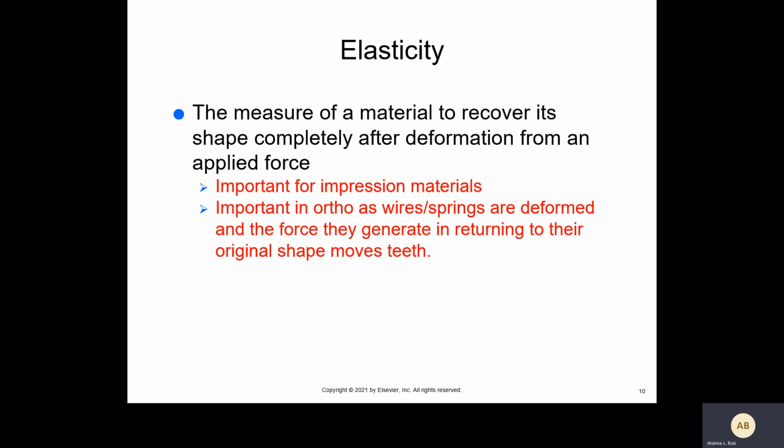Elasticity is exactly that. If you think of elastic, it will stretch out and then it will go back to its original form. So elasticity is the measure of a material to recover its shape completely after deformation from an applied force. This is important for impression materials. We mix up materials, we put them in the mouth and they stretch around the tooth, and when we take it out, we want it to maintain its shape. So impression materials are important, as well as ortho wires and springs that are deformed, and the force that they generate in returning to their original shape is what moves teeth.